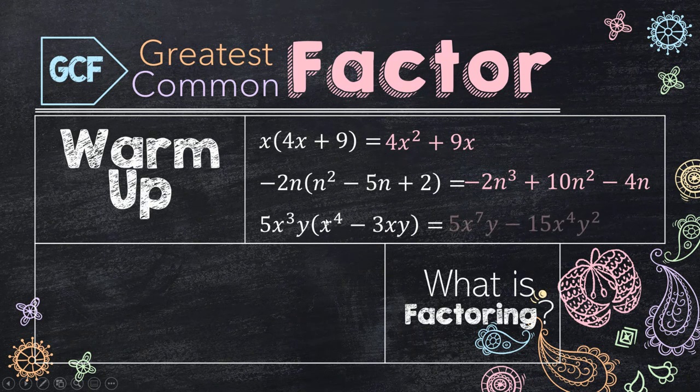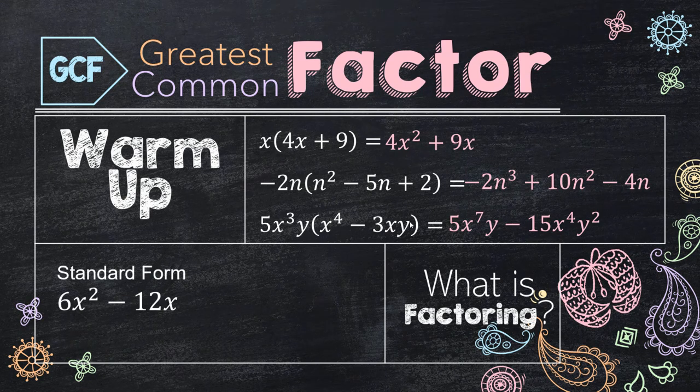Distributing 5x cubed y times x to the 4th would give us 5x to the 7th y, and then 5x cubed y times negative 3xy, multiply the coefficients. 5 times negative 3 gives us the negative 15, and then we add the exponents on like bases. So that's how we get x to the 4th and y to the 2nd. So remember, there's an understood 1 exponent here on this y, there's an understood 1 exponent right here with the x, and an understood 1 exponent right there with the y.